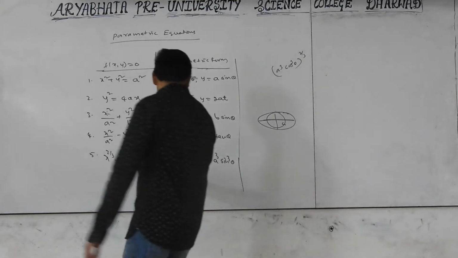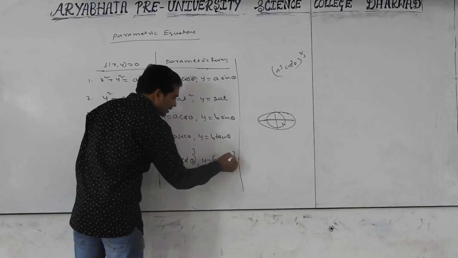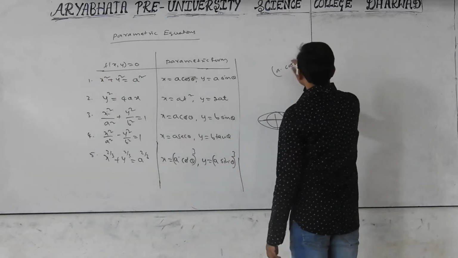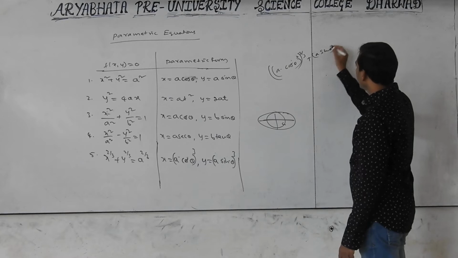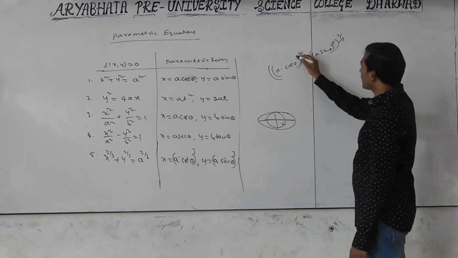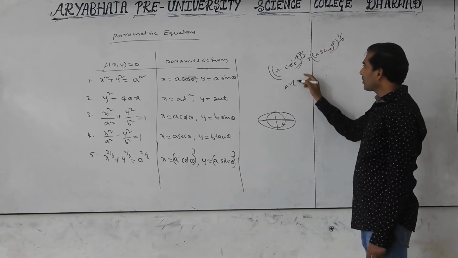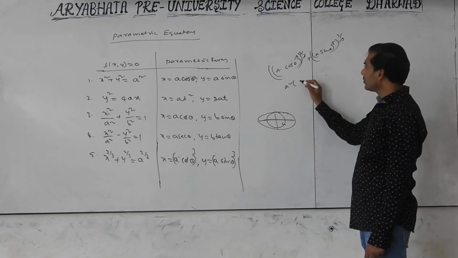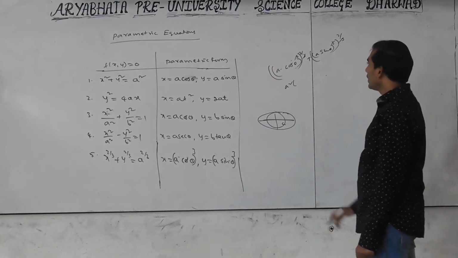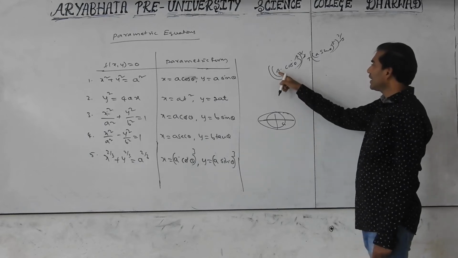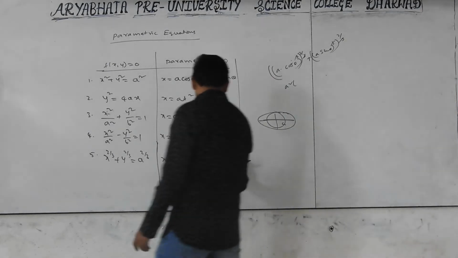Understood? Or we can get it like this also. a cos theta whole power 3, a sin theta whole power 3. See, a cos theta whole cube and whole power 2 by 3, a sin theta whole cube whole power 2 by 3. This gets cancelled, this gets cancelled. a square cos square theta plus a square sin square theta. Take a square common, cos square theta plus sin square theta is equal to 1. But here a power 2 by 3 is required, which means we should take a power 1 by 3. You have made a mistake here. A power 1 by 3, like this.